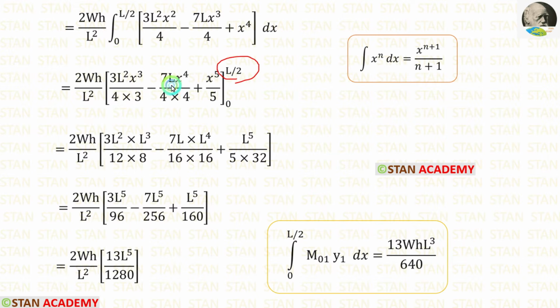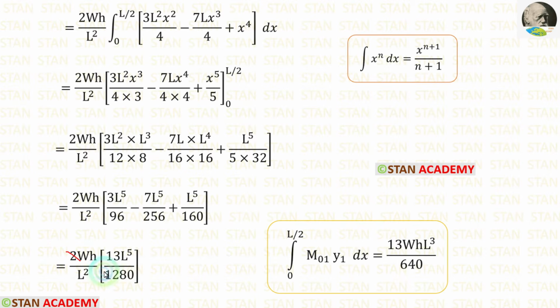When we apply L by 2 instead of x, we will get L power 3 by 8. When we apply L by 2 instead of x, we will get L power 4 by 16. When we apply L by 2 instead of x, we will get L power 5 by 32. Now we can use the calculator. 3 by 96 minus 7 by 256 plus 1 by 160. We will get 13 by 1280.